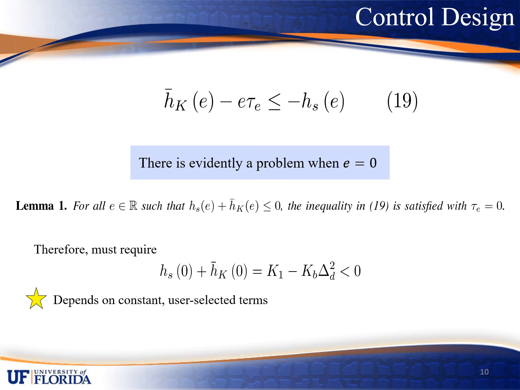Therefore, the problem when E is equal to 0 is addressed simply by requiring that hs plus h bar k, when E is equal to 0, are less than 0. Since these functions depend on user-selected parameters, it's well within our power to make this inequality true. I'll also emphasize that because the functions hs and h bar k are continuous, by enforcing a strict inequality when E is equal to 0, we ensure that there's a neighborhood about the point E equal to 0 for which the functions are still negative, and consequently tau E equal to 0 remains an admissible control input.